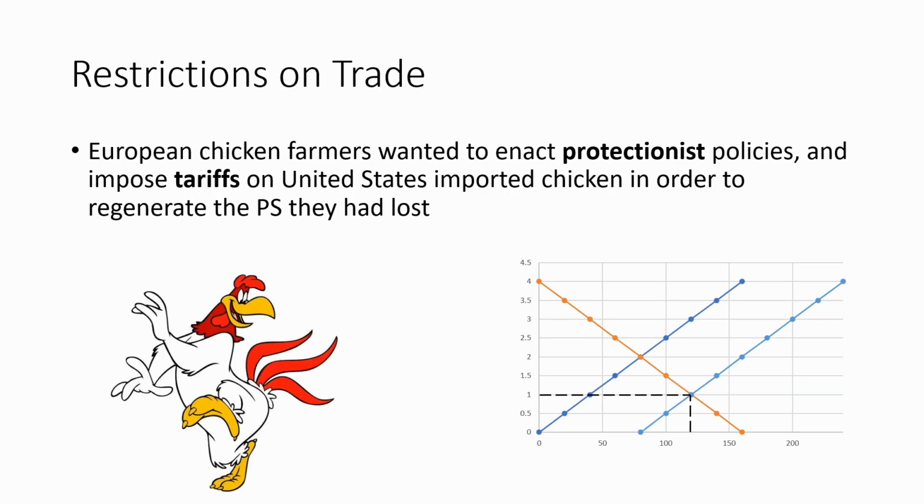So back to our story from the last video, the European chicken farmers wanted to enact some protectionist policies and impose tariffs on the United States imported chicken in order to regenerate the producer surplus they lost. So remember, we had a producer surplus up here at $2. We had this entire triangle for European chicken farmers, and then United States chicken farmers had increased world supply of chickens so much that it reduced our producer surplus down to this little triangle here at $1. Okay, so they want to increase their producer surplus because they had lost so much.